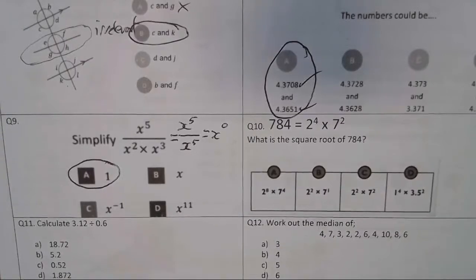And another way you can think about this is if you have a number and you divide by that same number, x to the power 5 is a number, you divide by the same number, that's always going to be 1. Like 12 divided by 12 is 1, or 137 divided by 137 is 1. If you're dividing by the same number, your answer is going to be 1. Or you could use your index law.